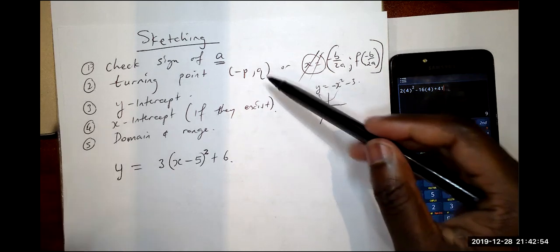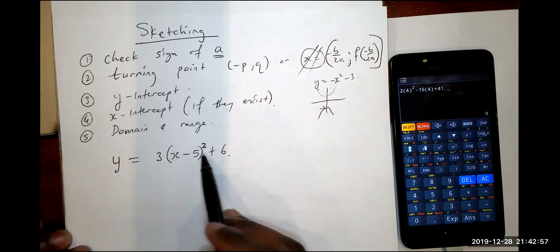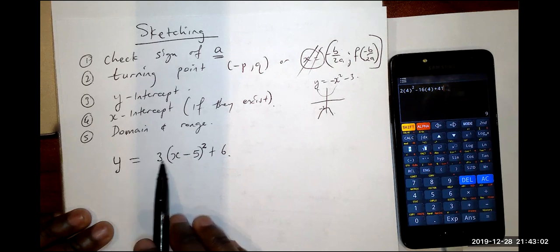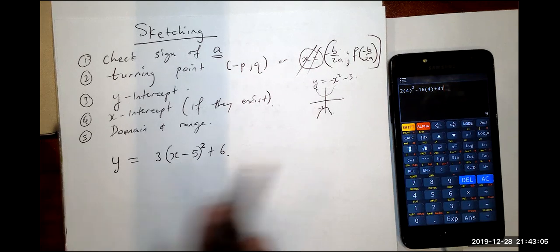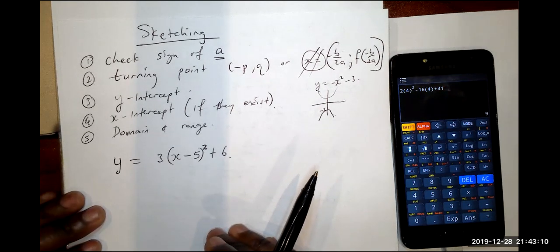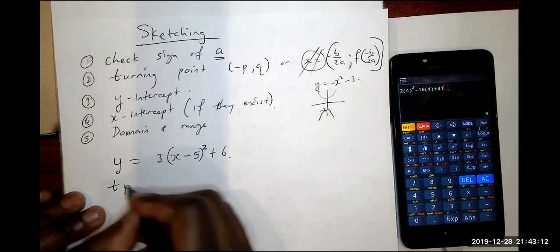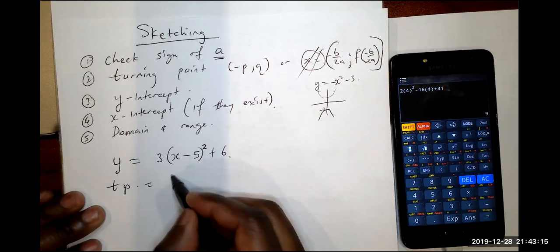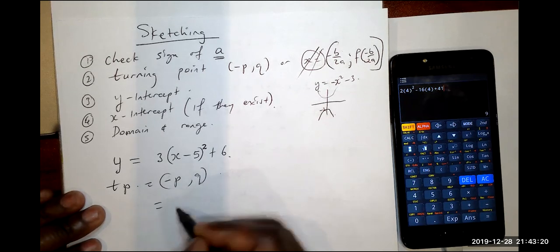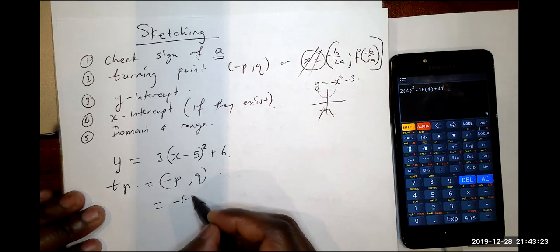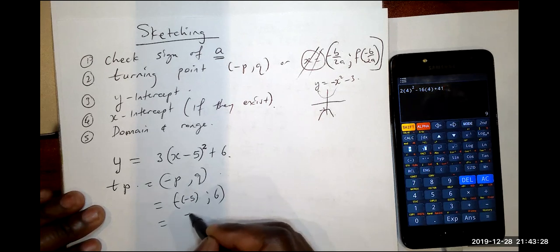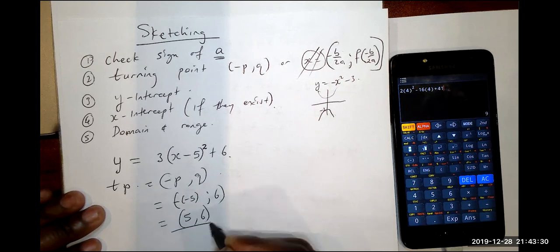But then I'll show you what I mean by this, because now I think I'm talking too much. Now, y is equal to 3(x minus 5) squared plus 6, and we know that generally our shape is going to be smiling. Now what is our turning point there? The turning point, TP, is going to be equal to (minus p, q). And what is minus p and q there? It's going to be minus of minus 5, and 6, which is going to be (5, 6). That's the turning point. So we got the turning point.